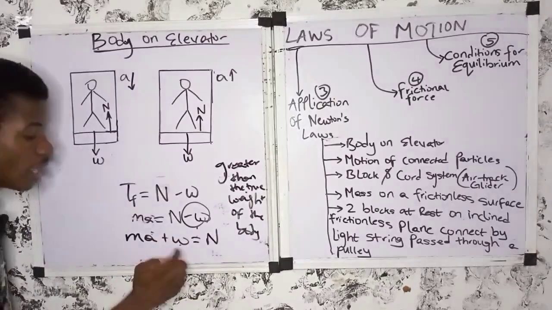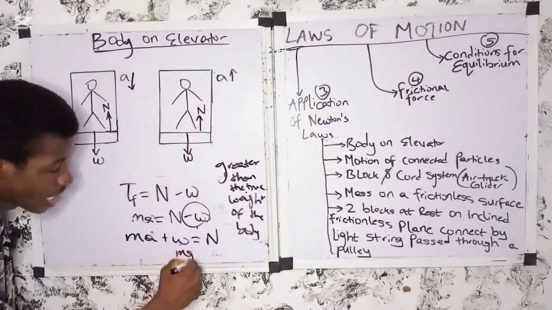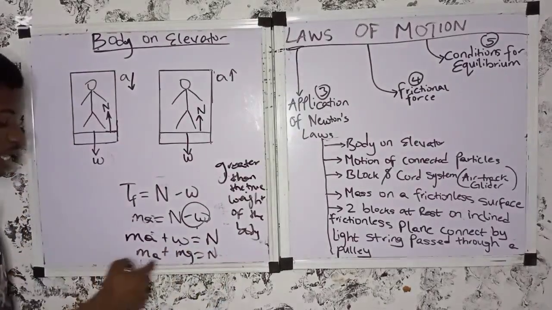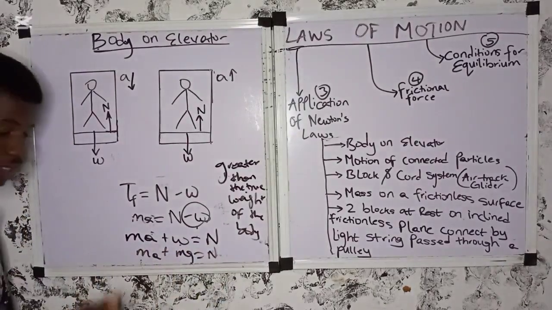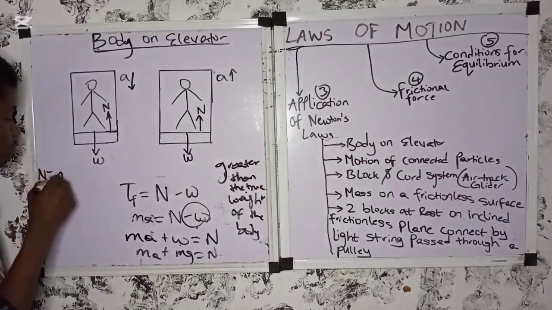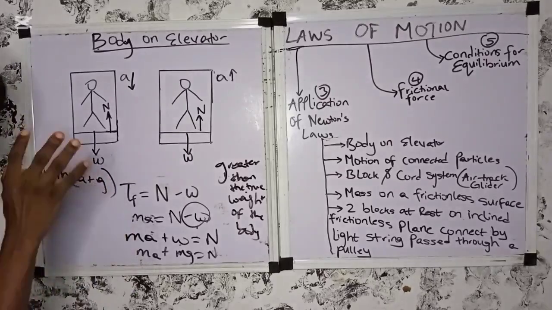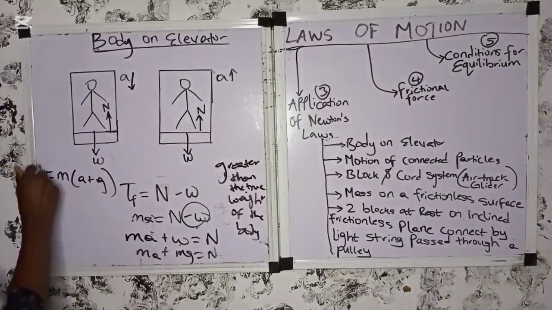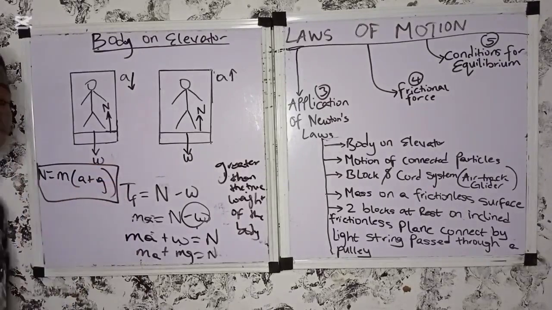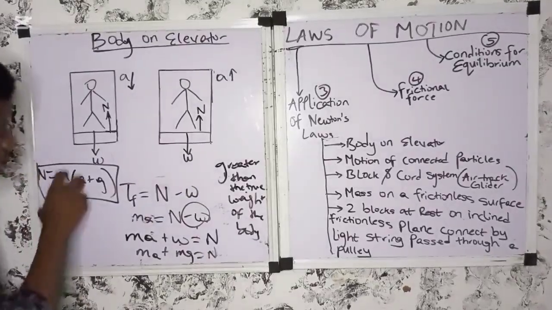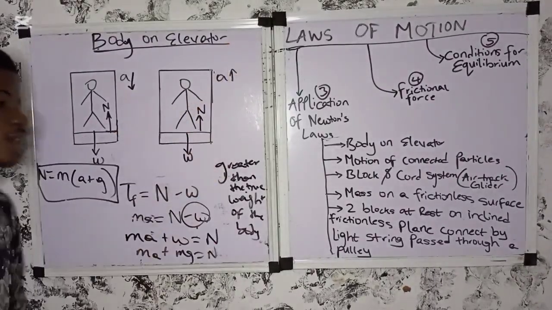Now let's continue. W is what? mg, right? Plus ma equals N. If you continue here, since m is common on both sides, we take one of the m. N equals m bracket open a plus g, right? So this is the formula we are going to use when they ask us to calculate for anything when the elevator is moving upward. So that is just it.